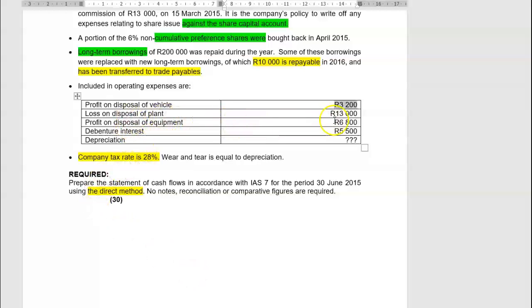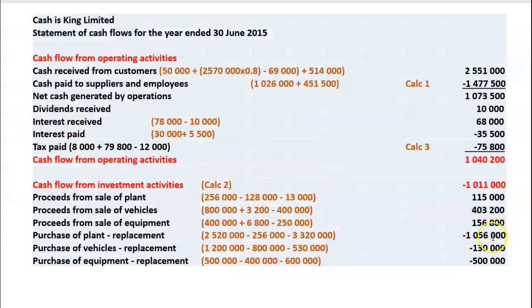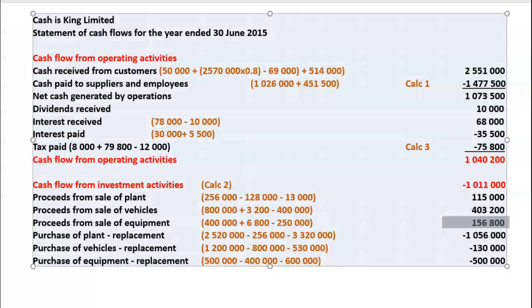Profit on the disposal of equipment, 6,800. So in the asset disposal account for equipment on the debit side, profit 6,800, and then by balancing off the account you can determine that the proceeds must have been 156,800. So here it is. Proceeds on the sale of equipment, 156,800. Great.